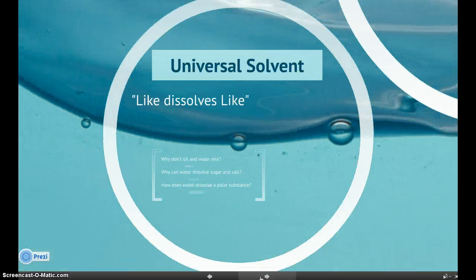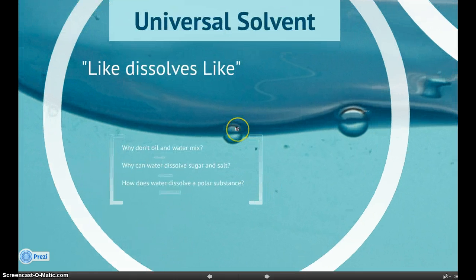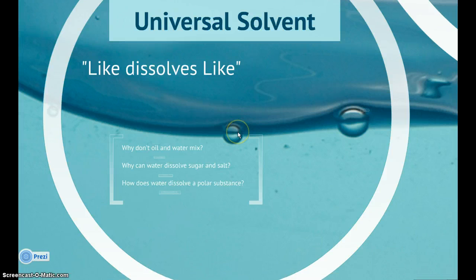What this leads us to then is water being the universal solvent, which is water dissolves many things, especially in living organisms. It helps to dissolve a lot of the molecules that we take in that get digested. And within our cells, we need a good concentration of water, and we need to be hydrated to make sure that we have molecules passing back and forth and being able to be dissolved in the water. So the concept of like dissolves like is very important.